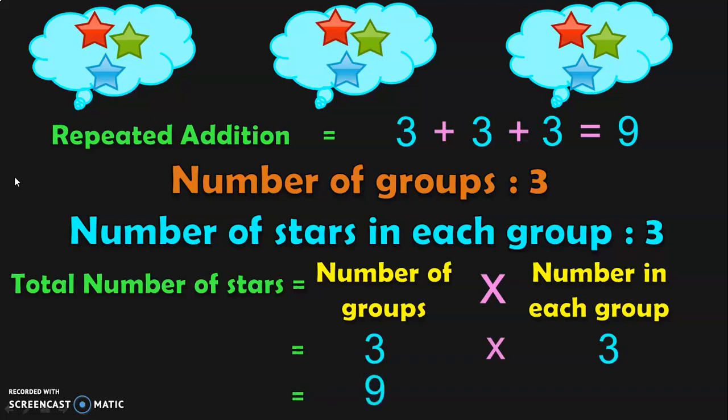It is 9. Dear viewers, we will be framing the 2, 3 and 10 tables in our upcoming sessions. If the children know and understand what is repeated addition, then they will understand how we are getting the multiplication statement 3 into 3 is equal to 9.